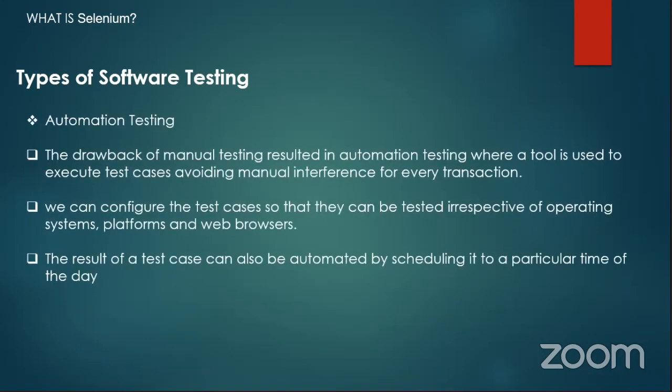Automation testing arises from the drawback of manual testing, where a tool like Selenium is used to execute test cases, avoiding manual interference for every transaction. The great advantage of automation testing is that we can configure the test cases so that they can be tested irrespective of operating system, platform, and web browsers. The result of the test case can be automated by scheduling it to a particular time of the day.